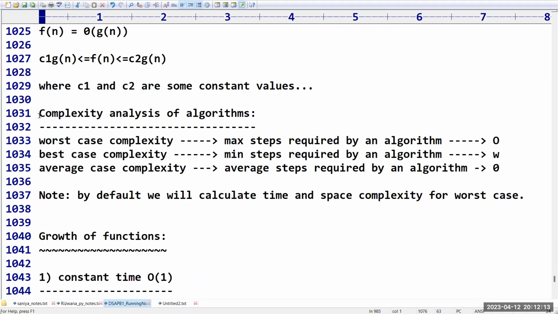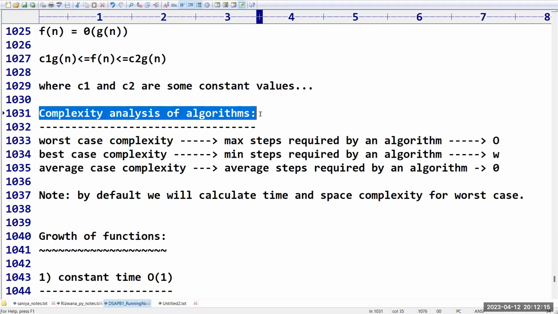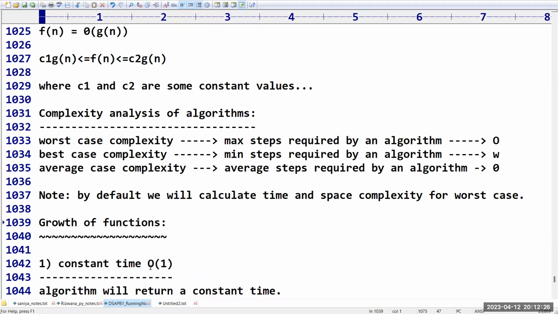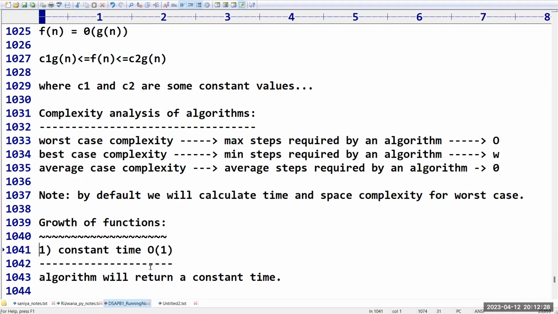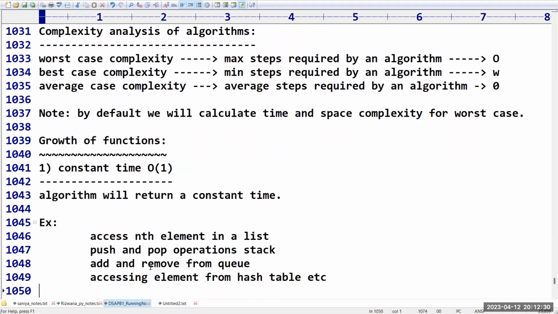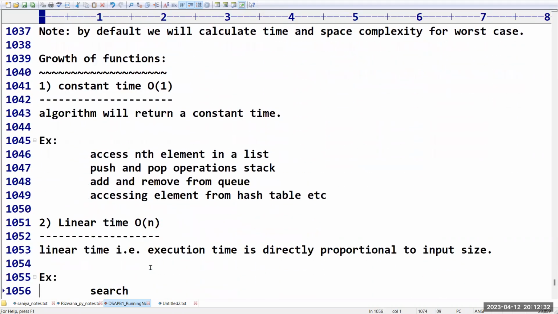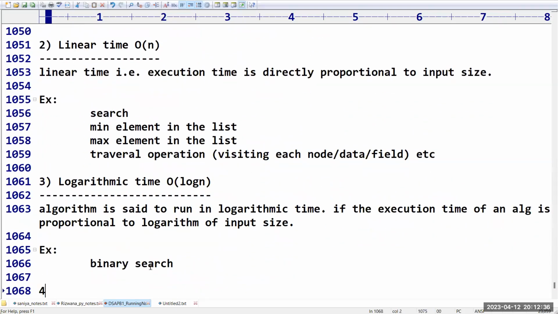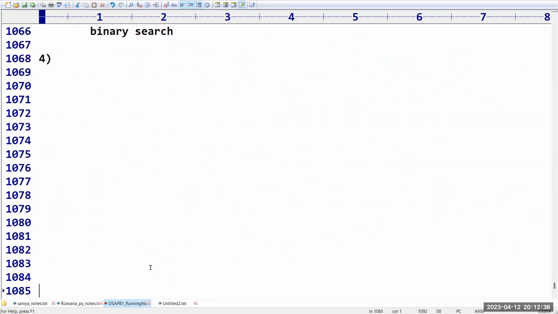After that, complexity analysis: worst case complexity, best case complexity, average case complexity, and how we can calculate them. Then growth of functions also we have seen, like when an algorithm is going to take constant time, linear time, logarithmic time. These things I explained very clearly. Now in today's session, a few more growth functions are there. Let me talk about those.